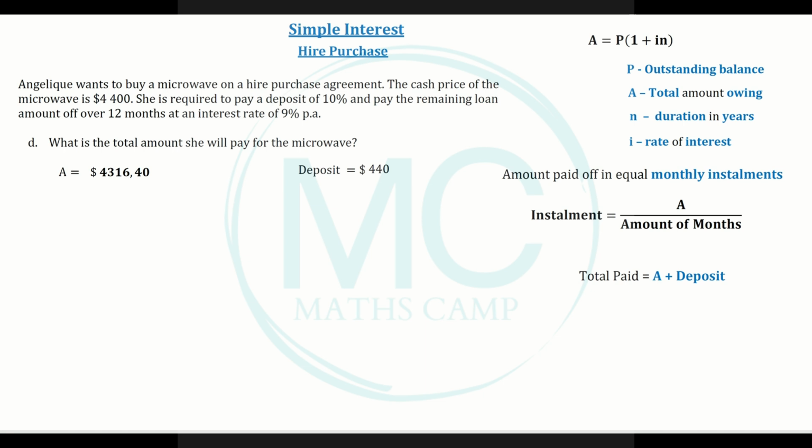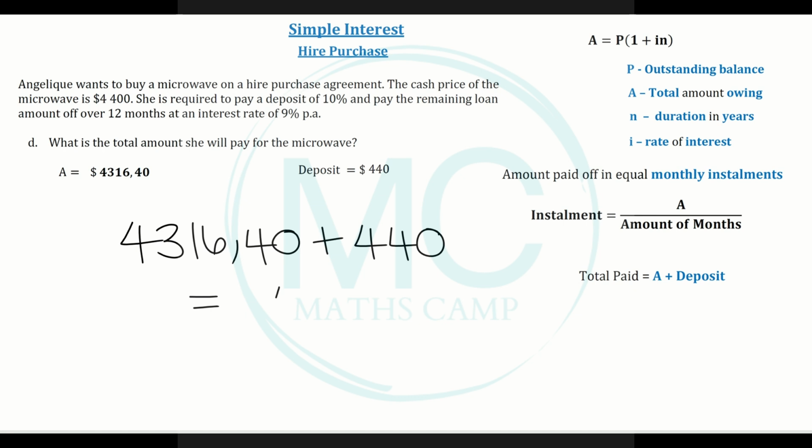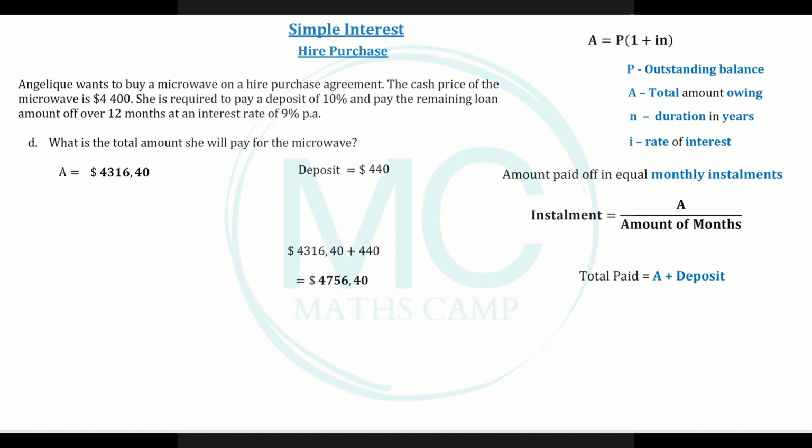So to find the total amount, we say $4,316.40 plus the deposit of $440, and we get an answer of $4,756.40. This is the total amount that Angelica has to pay. Let's look at one more example.